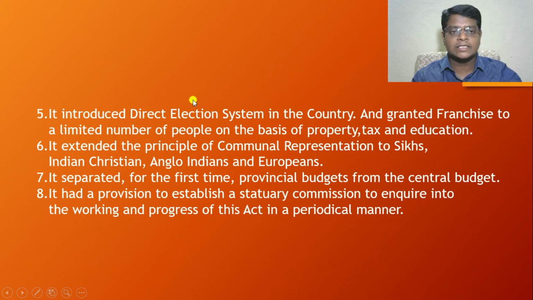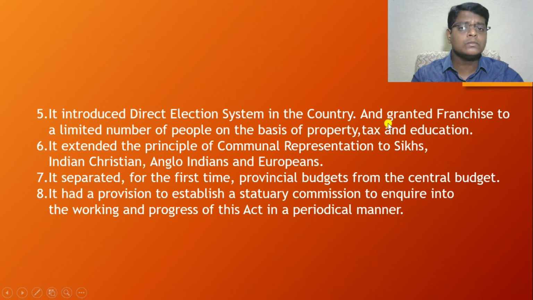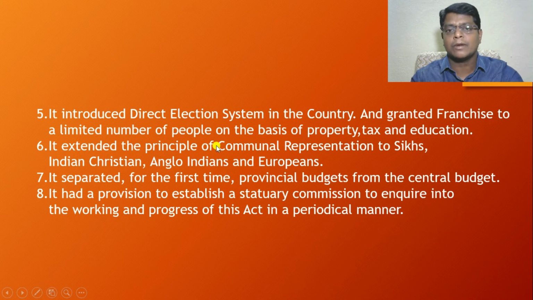By the Act of 1919 they introduced the direct election system, but they did not allow all the people to cast their vote. Whom did they allow? They granted franchise to a limited number of people: tax, education, property tax, education. That means they did not allow all the people. They allowed limited people to enjoy the right to vote. So this is one development introduced by the 1919 Government of India Act.